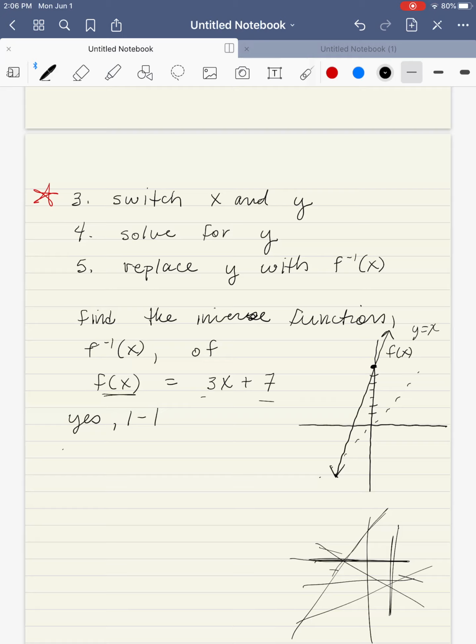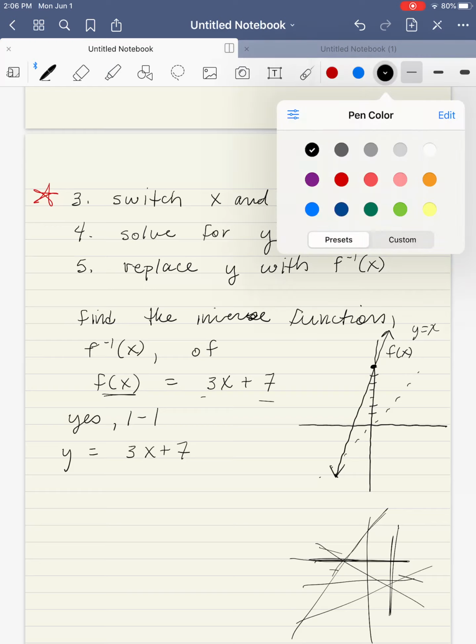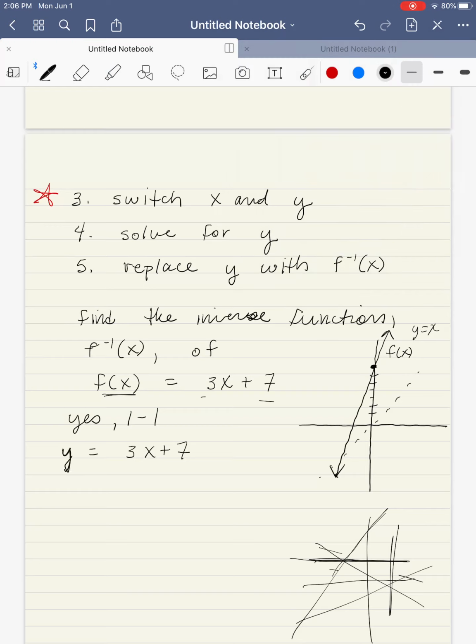Second step is to replace the f of x with a y. So I rewrite y equals 3x plus 7. This y that I'm dealing with right here is my original function f of x. Now we do the big step here. We do the switching of the x and the y. So I literally put an x where the y was and put a y where the x was. Now this y is my inverse function y.